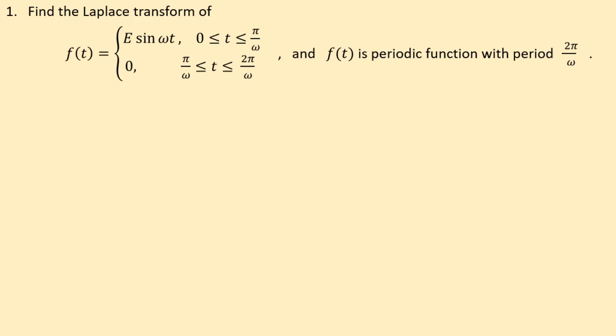The first question: find the Laplace transform of f(t) equal to e sin omega t if t is between 0 to pi by omega, and 0 if t is between pi by omega to 2 pi by omega, and f(t) is a periodic function with period 2 pi by omega. Now this is a half wave rectifier, that means in the half interval it is e sin omega t, in the remaining half it is 0, and it is a periodic function.